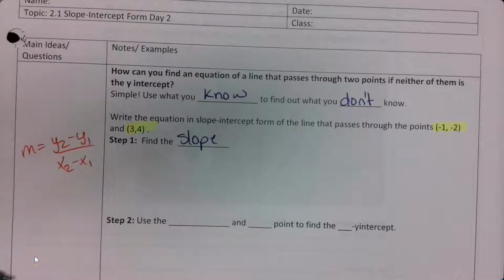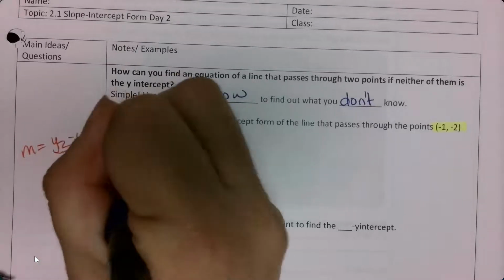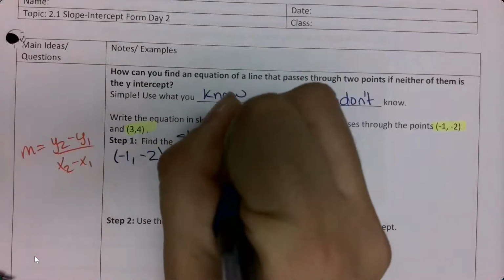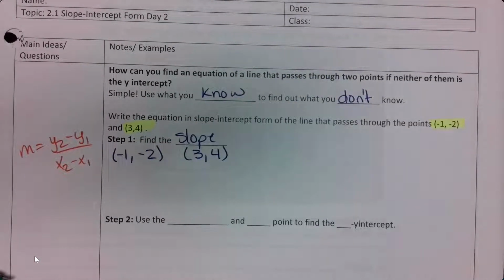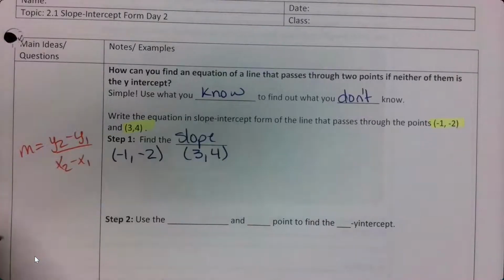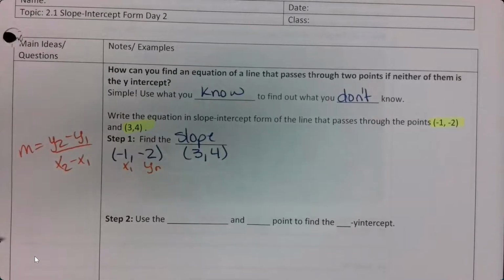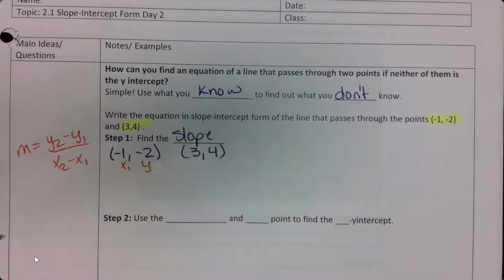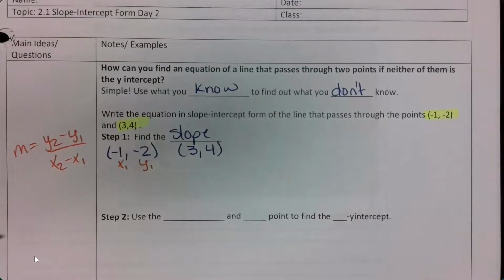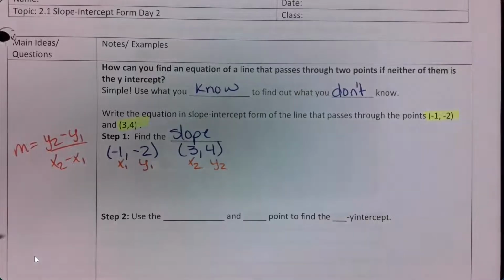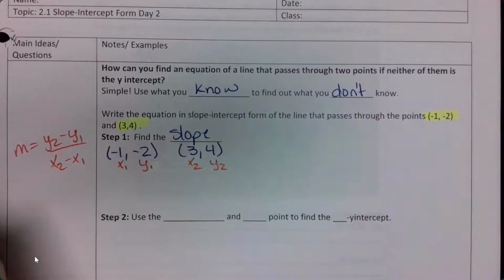Okay, so what I want to do is I'm going to rewrite my points. And then I want to label my first set. I'm going to label x1, y1, because remember, our points are always x, y. So this is my first set of points, is what the little ones mean. And my second one, I'm going to label x2, y2. That's just telling me those are my second points.